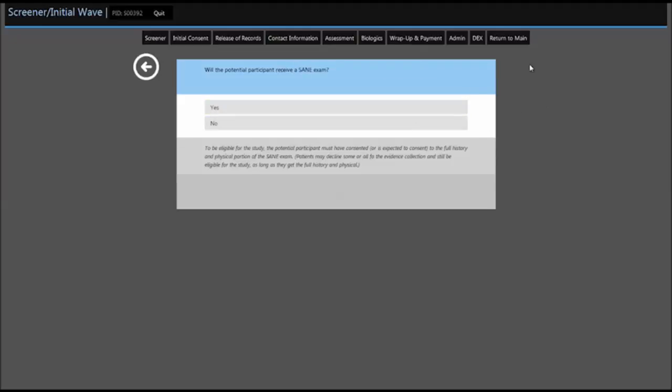Will the potential participant receive a SANE exam? So the person has to have consented already, or you're reasonably sure that they will consent to the history and physical portions of the SANE exam. We don't need them to agree to all the evidence collection or anything like that. We just want to make sure that the person will consent to the history and physical. And if they don't, for whatever reason, end up consenting to those after you've already enrolled them, it's okay. You can just let us know.